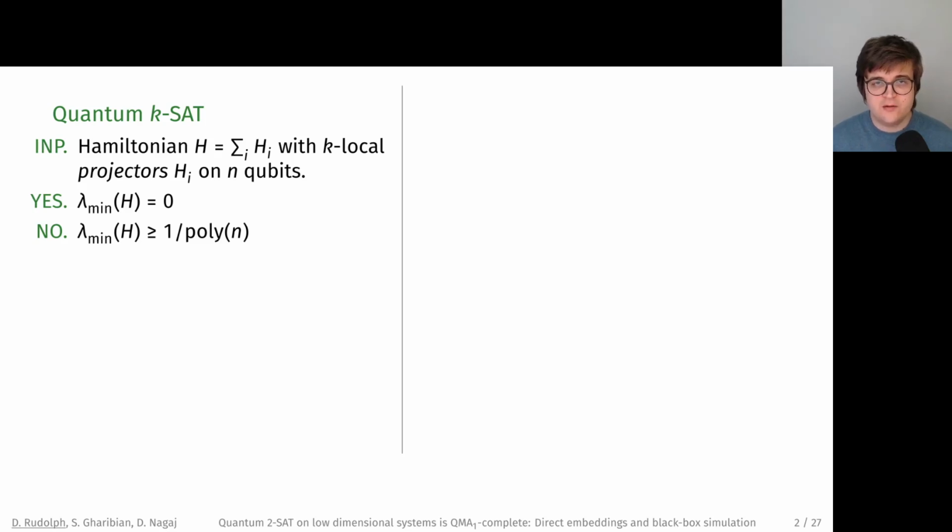The input is a k-local Hamiltonian H, a sum of terms H_i, where all the H_i are projectors. Each H_i is k-local, which means it acts non-trivially on at most k qubits. We need to distinguish between the yes case, where lambda min of H is 0, and the no case, where lambda min of H is at least 1 over poly n.